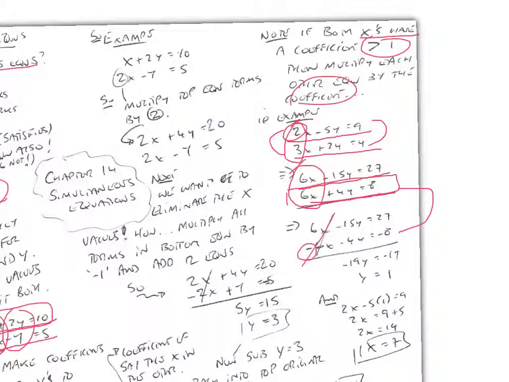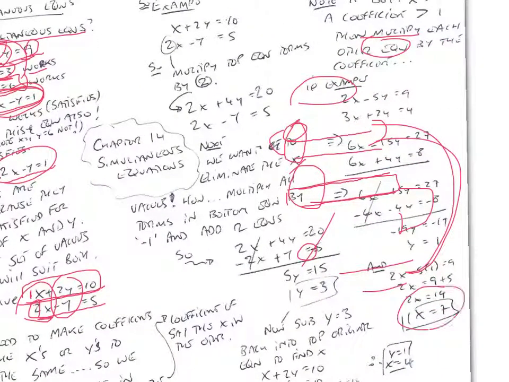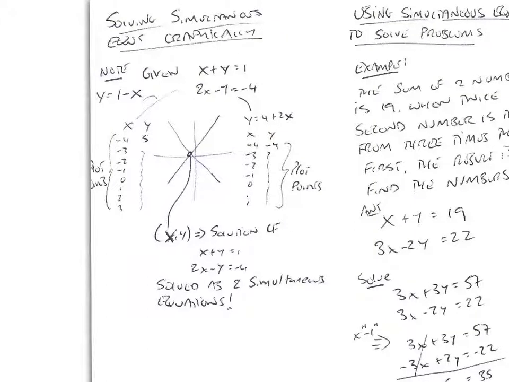And then we can add these terms: minus 15y minus 4y is minus 19y, is equal to 27 minus 8, which is minus 19, so y is equal to 1. Sub y equals 1 back into any of the equations, either the top or the bottom, doesn't matter, and you'll find that x is equal to 7 here. Okay, so let's talk briefly about solving simultaneous equations graphically.